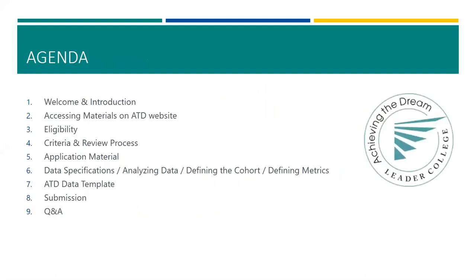So our agenda today will cover the following: how to access application materials via the ATD's website, specifics around eligibility criteria and the review process, introduction of new metrics for the Leader College of Distinction certification, along with the material required for the application. In addition, we will provide you details regarding data specifications, analyzing data, defining the cohort, and defining metrics, and we will walk you through the ATD data template. In closing, you will be given information on how to submit your completed application. Time will be allotted to answer any questions you may have following the presentation. Let's get started.